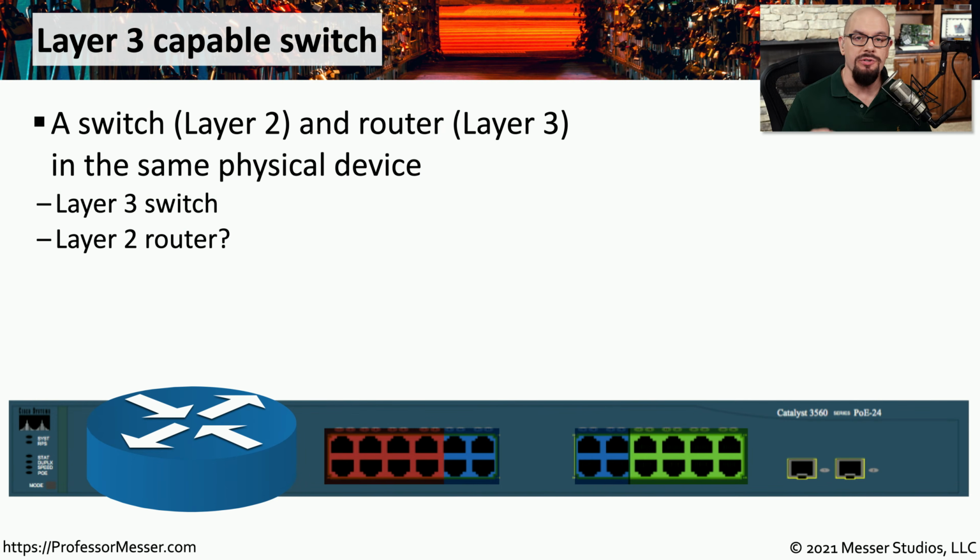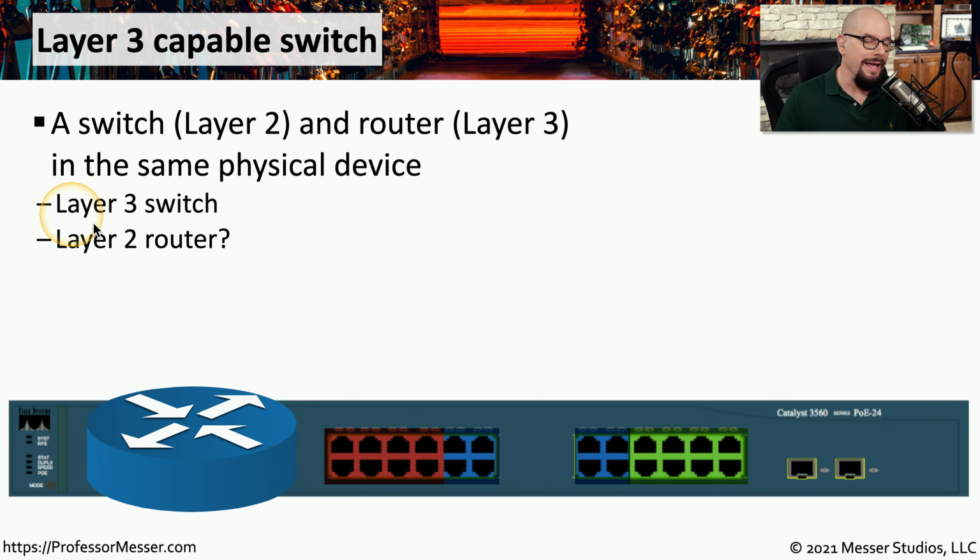The manufacturers of network infrastructure devices have realized through the years that if they could put more capabilities into a single device, then they're able to sell more devices. A good example of this combination is the Layer 3 capable switch. You may hear this referred to as a Layer 3 switch or a multi-layer switch. This combines a Layer 2 switch and a Layer 3 router within the same physical device.